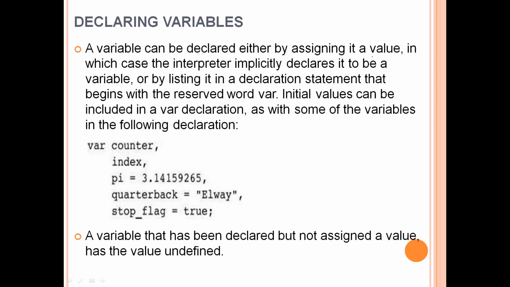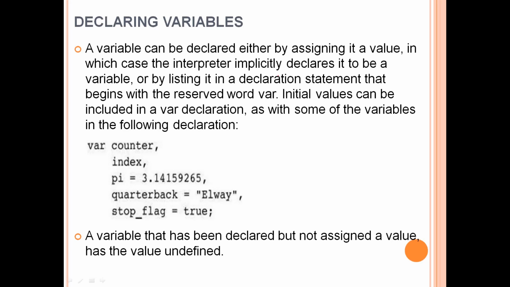So, a variable can be declared either by assigning it a value, in which case the interpreter implicitly declares it to be a variable, or by listing it in a declaration statement that begins with the reserved word var. So a variable in JavaScript can be declared with the reserved word var, space, the name of the variable, or we can directly have a variable with some values. Initial values can be included in a var declaration, as with some of the variables in the following declaration.